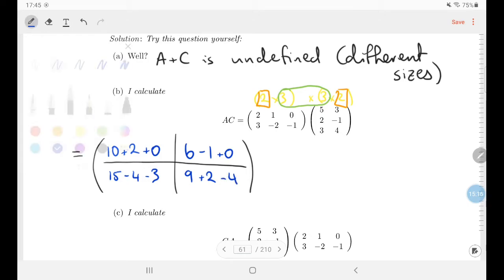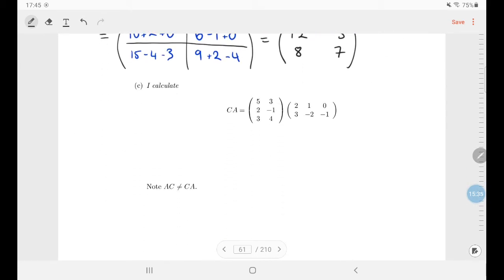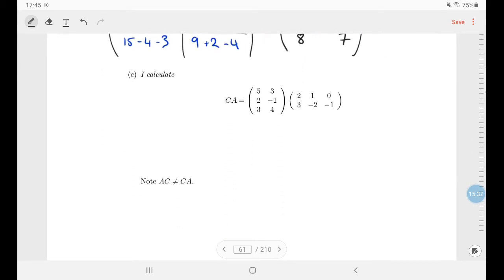And then I'm going to tidy this up. 10 plus 2 is 12. 6 minus 1 is 5. 15 minus 4 minus 3 is 8. And then 9 plus 2 is 11. Minus 4 is 7. So check that against your work. And then we've got a nasty one here, C by A. Let's look at the sizes.